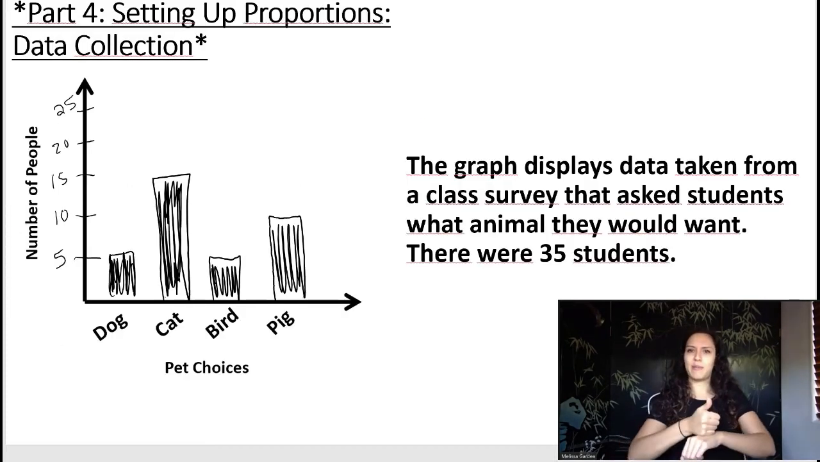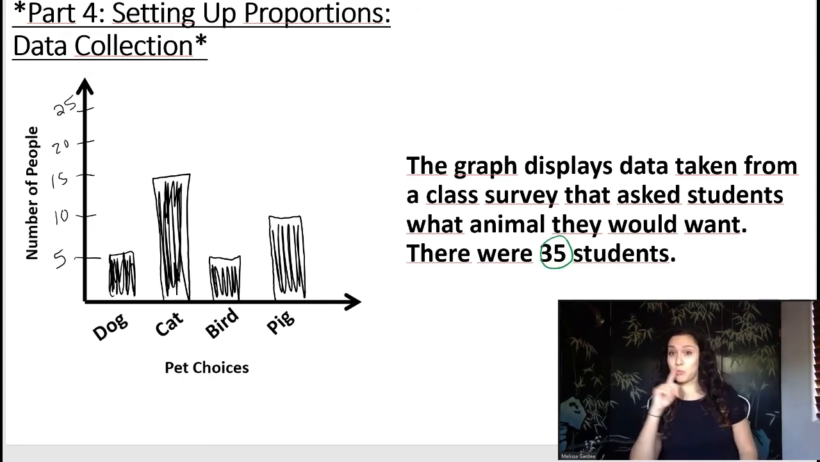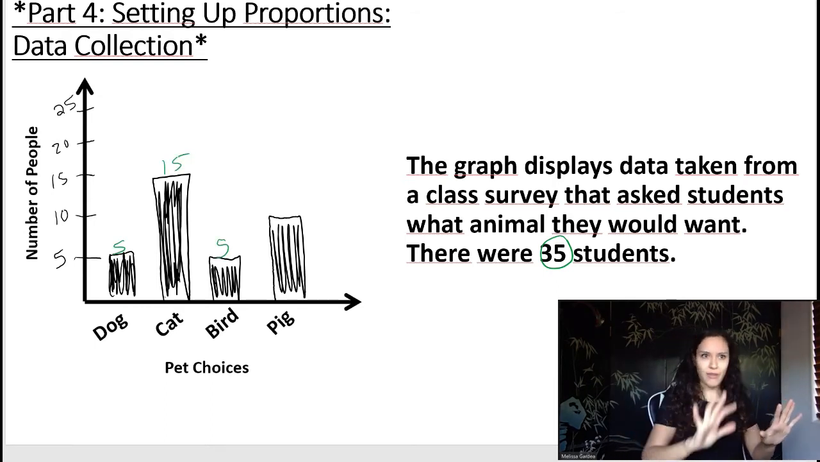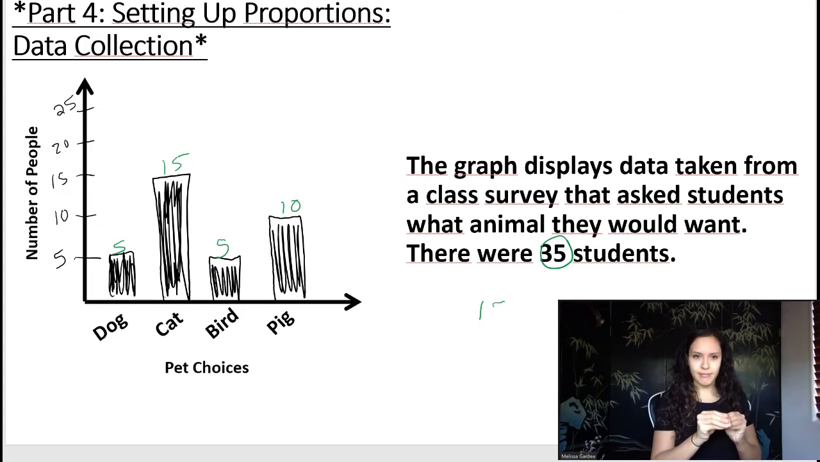All right, to show you how to set up proportions, I'm going to teach you it using a graph. Okay, so this graph shows data taken from a class survey that asked students what animal they would want. Okay, there were 35 students. If I didn't give you the number 35, you can say, okay, well, this was 5, this was 15, this is 5, this is 10, so add them up.